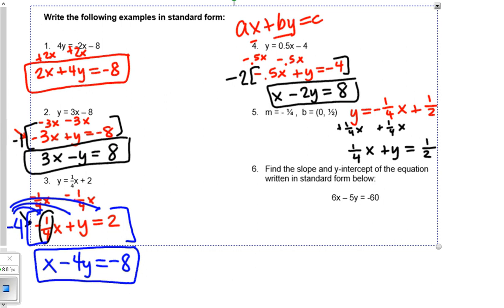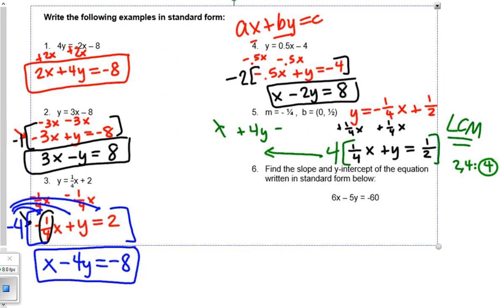Now I don't have a negative a, which is good, but I still have this 4th and this half, right? So I need to think about what can I multiply by that will get rid of both of these. Well, you want to choose the least common multiple, okay? So between 2 and 4, least common multiple would be 4. If I just multiplied by 2, that would create 2/4 on the x, and that wouldn't work. So I'm going to multiply by 4. So I'm going to be left with x plus 4y equals 2, because half of 4 is 2. That would be your final standard form.